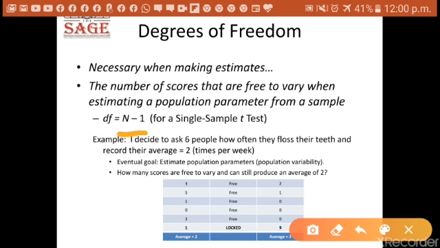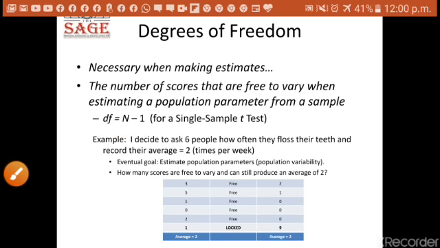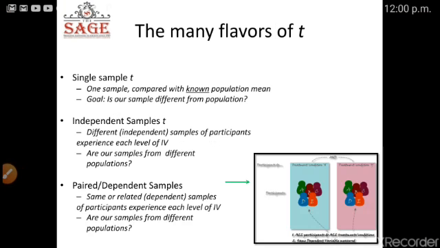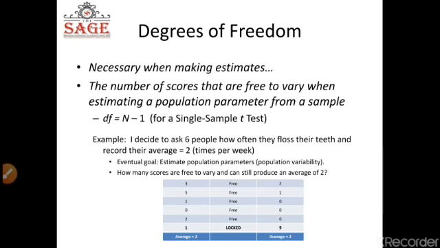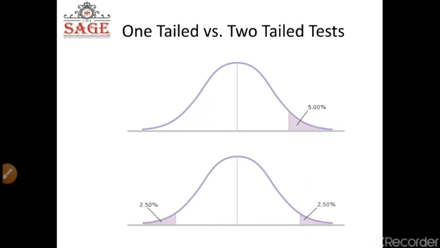1. Look at the example here. I decide to ask 6 people how often they floss their teeth and record their average. Their average was 2 times per week. The eventual goal is to estimate population parameters: how many scores are free to vary and can still produce an average of 2? So we have an average of 2. Now what is happening here is that this is your degrees of freedom. That means n minus 1, 5 times we can change our sample elements, and still the sample mean is going to be 2.